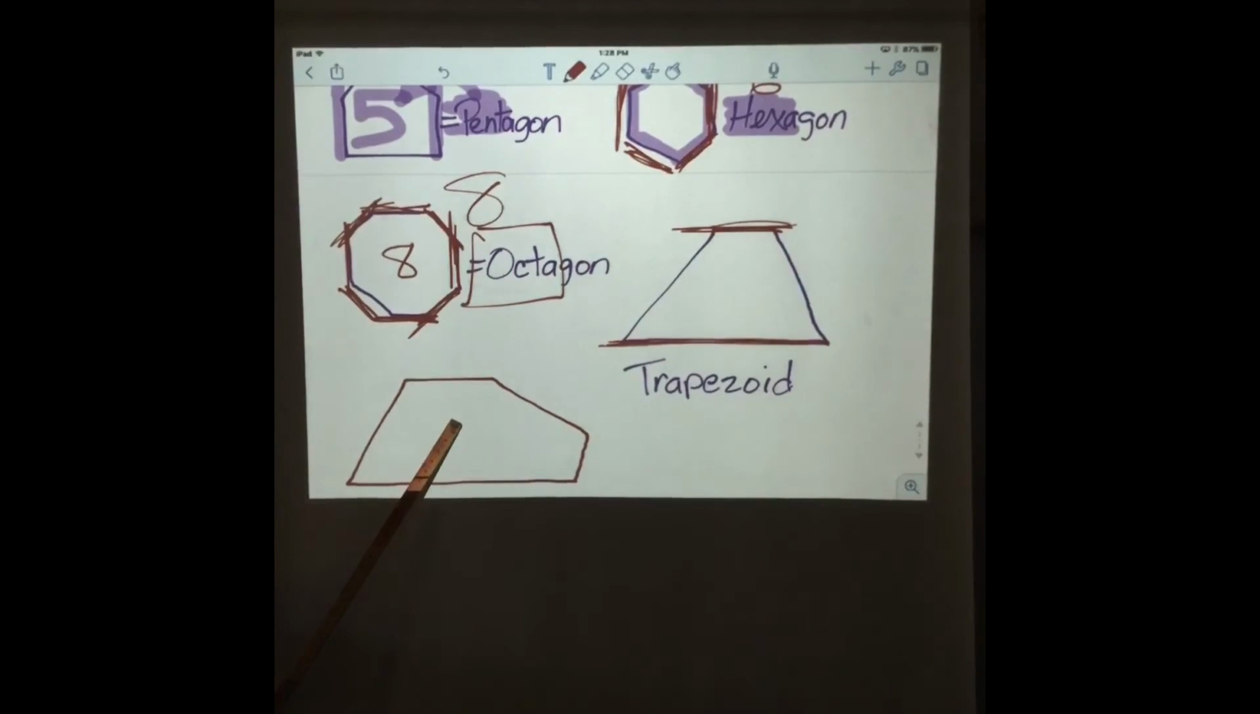How about this one? What's this one called? Well, it's a type of trapezoid, isn't it? But is it a quadrilateral? No, because it has 5 sides. Is it a parallelogram? Yes, because this side is parallel with this side, and this side is parallel with this side. So it is a parallelogram.